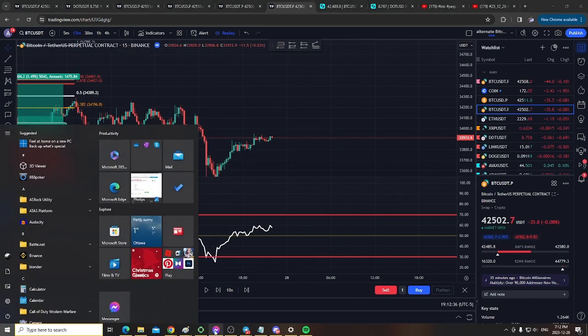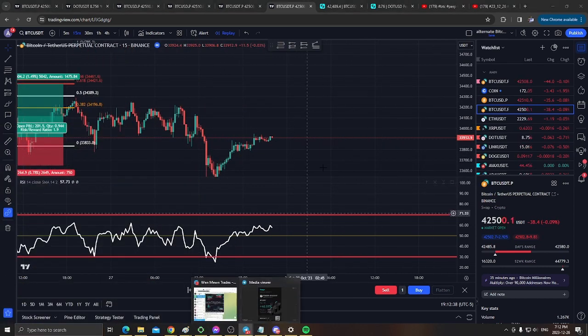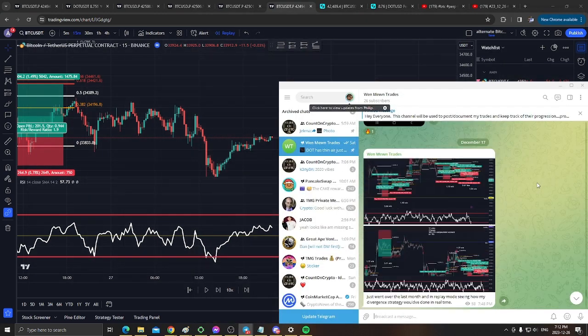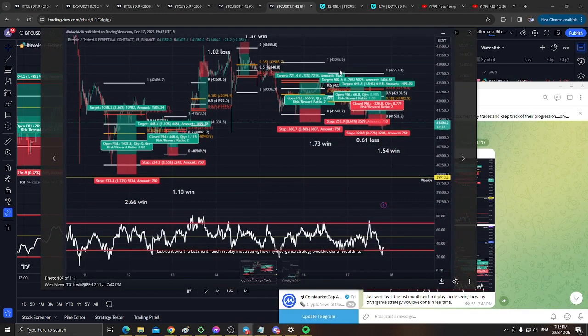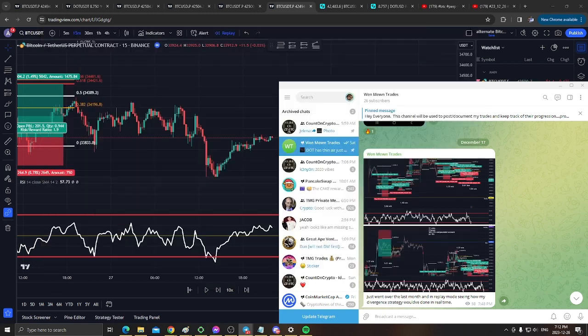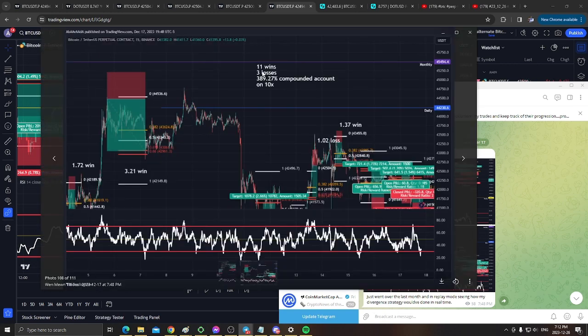All right, so I do have some actual backtest results here. This is from the dates of October 17th. This is not all the trades. There's just some of them within like a week period. And you can see on the chart here, I put the wins and losses. There's 2 losses and I believe 5 wins. And this is from November 17th to December 17th. In that 1 month period, we had 11 wins, 3 losses, and almost 400% compounded account using 10x leverage.